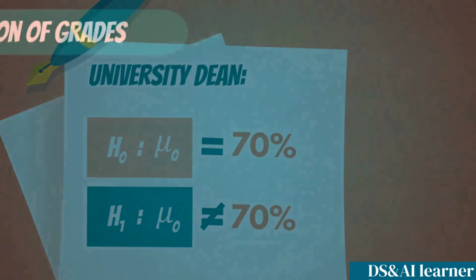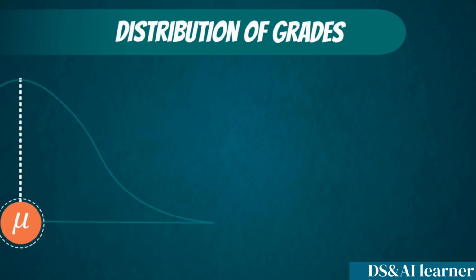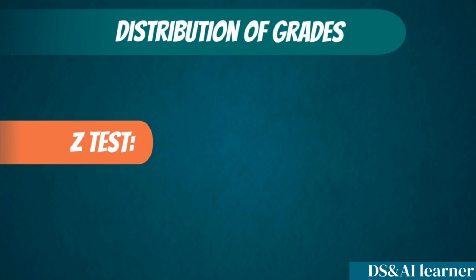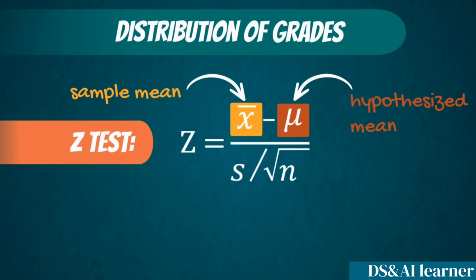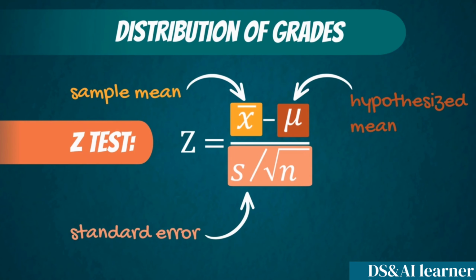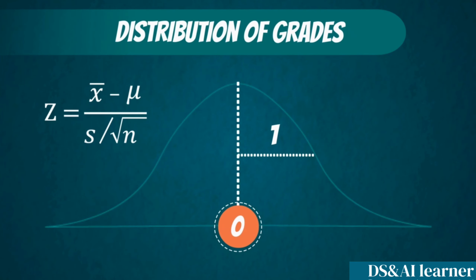All right, assuming that the population of grades is normally distributed, all grades received by students should look this way. That is the true population mean. Now, a test we would normally perform is the z-test. The formula is z equals the sample mean minus the hypothesized mean divided by the standard error. The idea is the following. We are standardizing or scaling the sample mean we got.